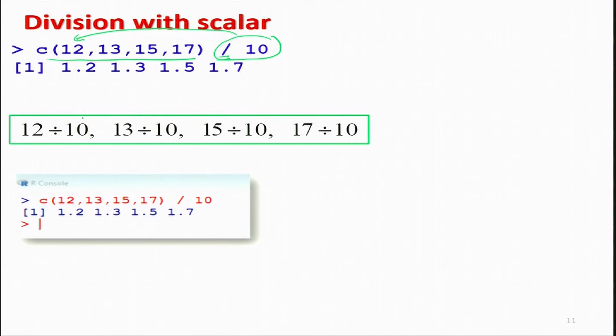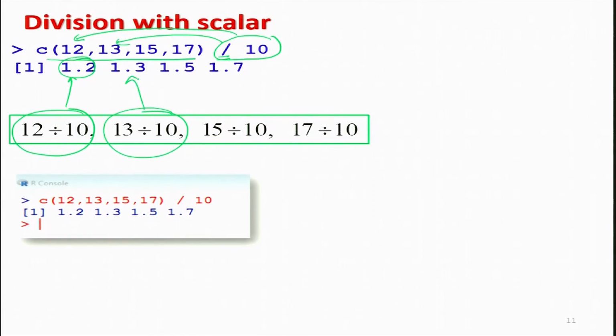When operated on 12, this will become 12 divided by 10 and the answer will come out to be 1.2. When it comes to 13, this is 13 divided by 10 and the answer comes out to be 1.3. Then it is operated on 15, 15 divided by 10, and the answer comes out to be 1.5, and then 17 divided by 10 comes out to be 1.7. And this is the screenshot here.